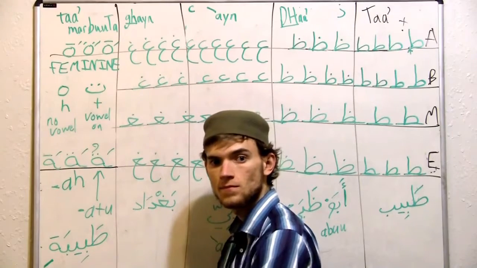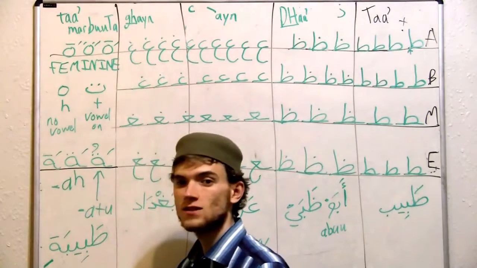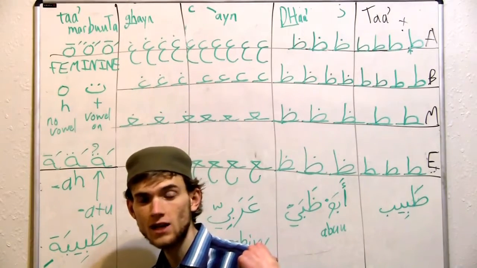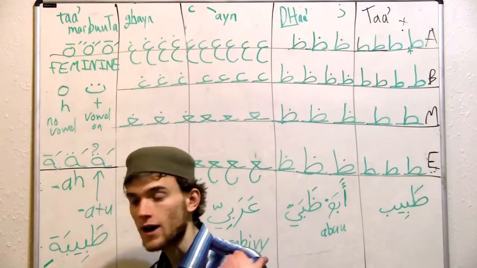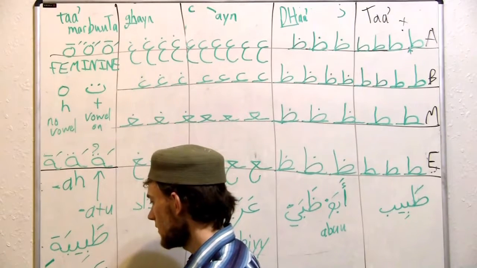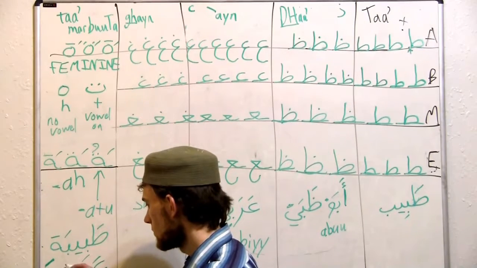Okay. Now, how do we say an Arab woman? We talked about how to say Arab man. How about Arab woman? Arabiya. Right. Here we go. Arabiya.